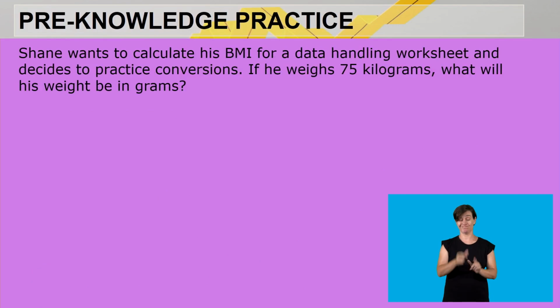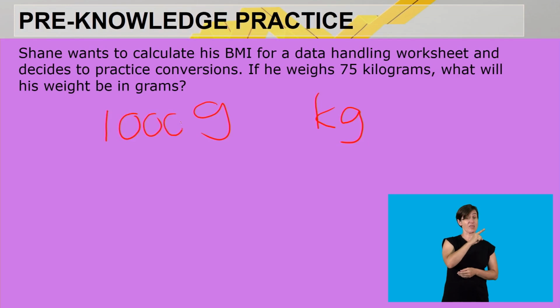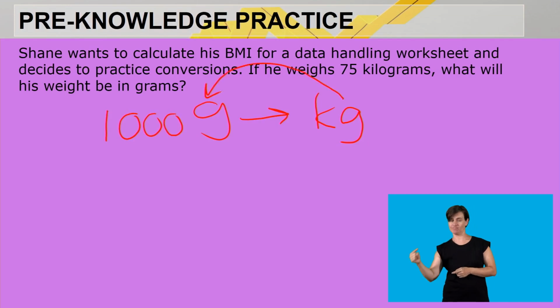Another one. Shane wants to calculate his BMI for a data handling worksheet and decides to practice conversions. If he weighs 75 kilograms, what will his weight be in grams? Again, we are working with grams and we are working with kilograms. Now, what's the factor? There is 1,000 grams per kilogram. So now we're going from kilograms to grams.